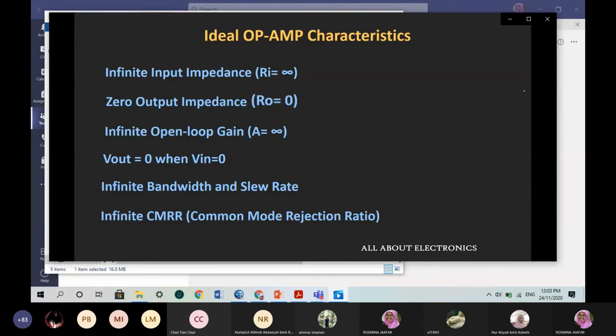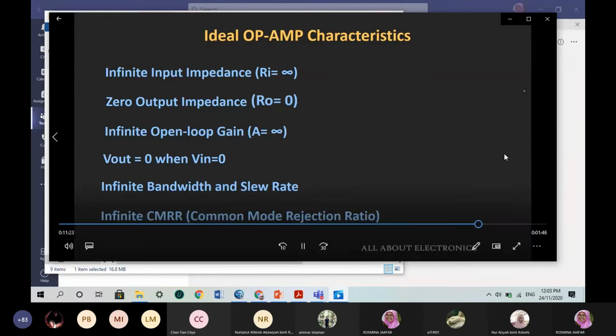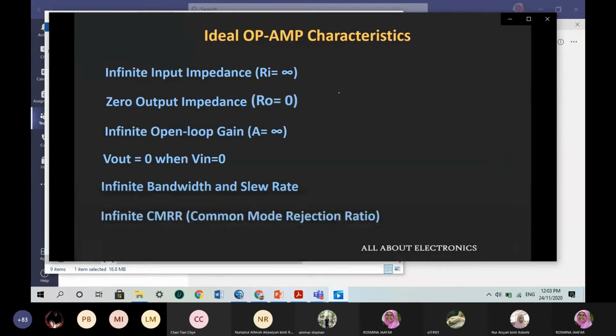But if you see any practical op-amps, they have finite input as well as output impedance. Generally, the input impedance is in the range of mega ohms, while the output impedance is in the range of a few ohms. Similarly, the open loop gain of the op-amp is not infinity, but it is in the range of 10 to the power 5 to 10 to the power 6. Likewise, for practical op-amps, whenever the input is equal to 0, at that time also you will get some output at the op-amp.